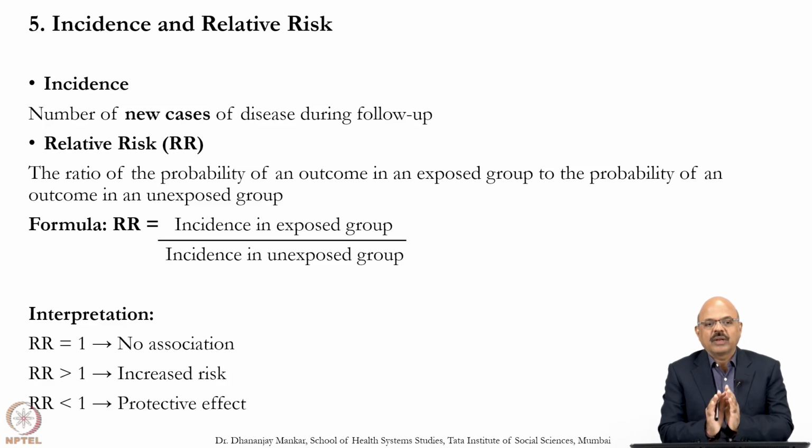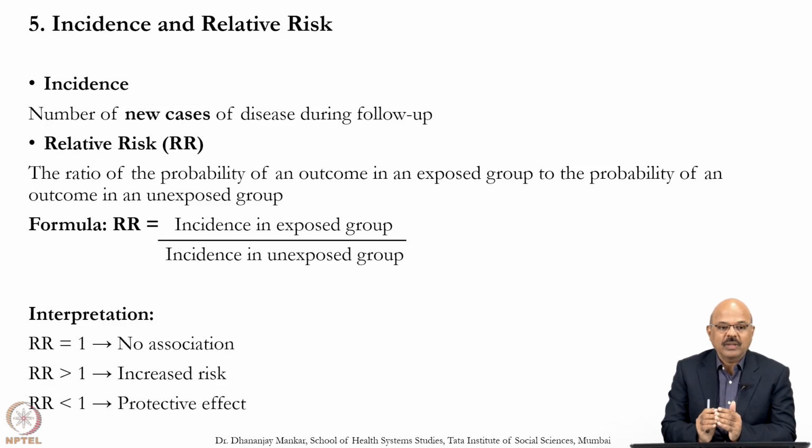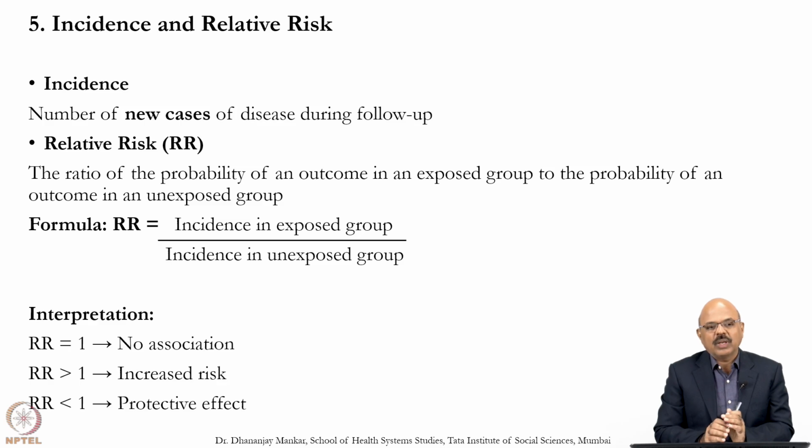RR equal to 1 means there is no association. An RR greater than 1 indicates increased risk, and when it is lower than 1 it is a protective effect, where you are trying to understand how you can reduce the risk. So relative risk is very important to understand when you are looking at the incidence of new cases of a disease condition, like the example we are discussing of lung cancer with pollution, in the exposed group and the unexposed group.